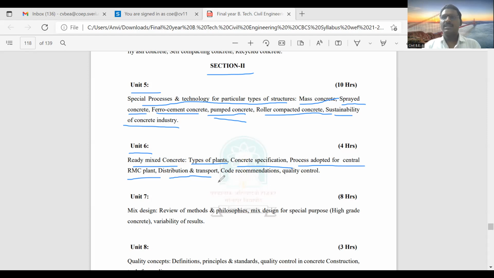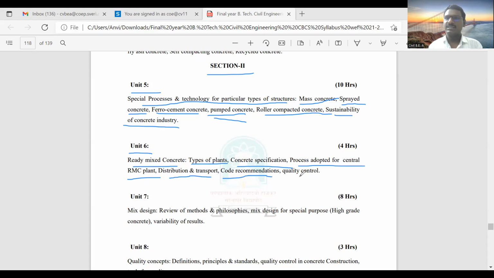You have seen the mixer, the rotating drum is there. From the RMC plant to the site, the mixer is continuously rotating. Why? Because the concrete should not set in the mixer. Are you getting it? So this is the distribution, which we will learn in detail.